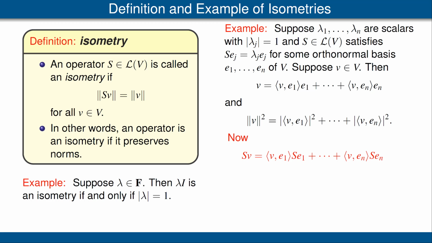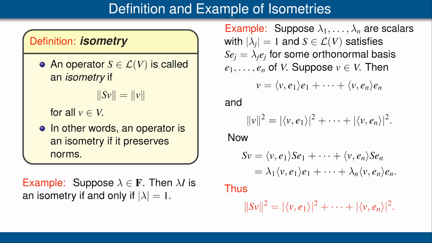Now, let's apply S to the first equation above so that we get a formula for S of V, just using linearity. It's the formula you see now. S applied to each Ej is equal to lambda j Ej, so we get the equation now displayed. And we can use this equation with the Pythagorean theorem again to calculate the norm of S of V squared. It's, again, the sum of the squares of the absolute values of the coefficients as shown here. Now, look at the two equations highlighted now in red, and you can see that the norm of V is equal to the norm of S of V. In other words, S is an isometry.